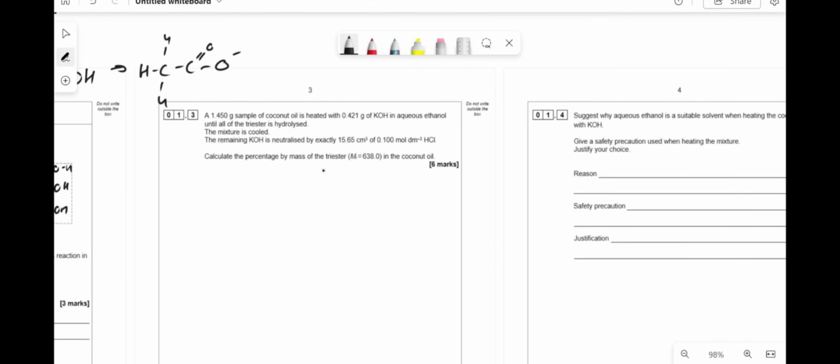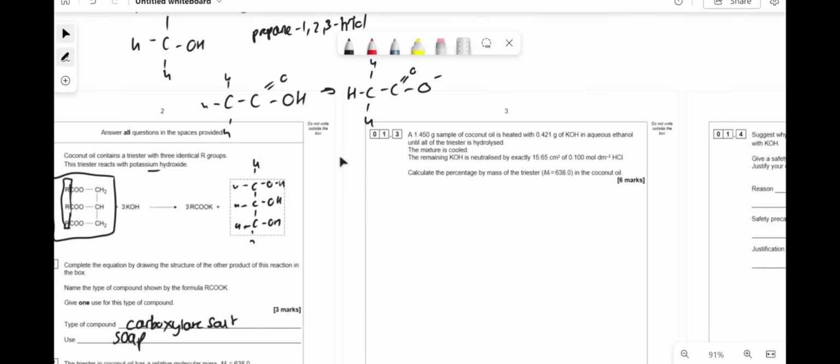Calculate the percentage by mass of the triester in the coconut oil. Okay, so before we get started, we need to write out a basic overall equation. So I'm just going to write in words just so I get my bearings right. So coconut oil plus 3 moles of KOH gives you your products, whatever, right?